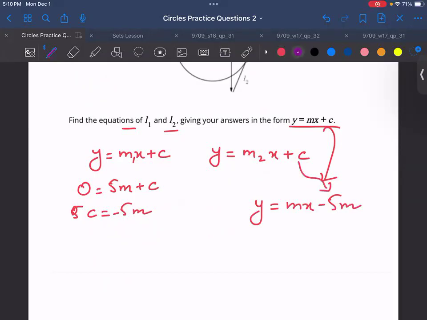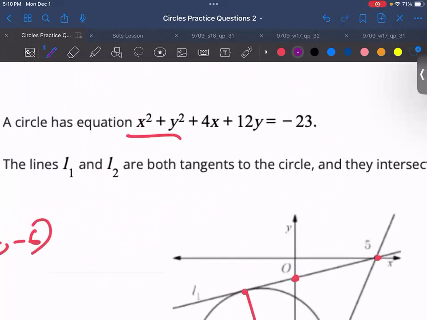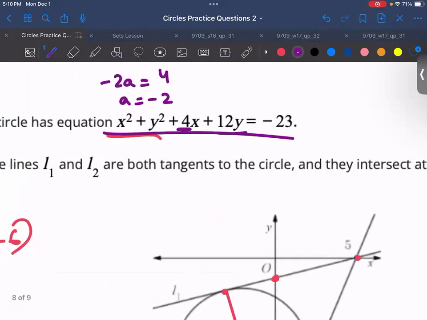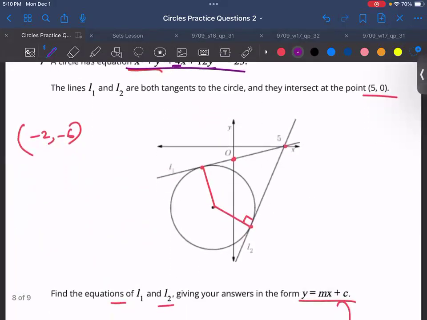Will you get the center (-2, -6)? This is something I expect you people to know. This is equal to minus 2a, so a equals minus 2, right? The equation of the circle. Do you remember this or no? If you don't, I will revise it, okay?